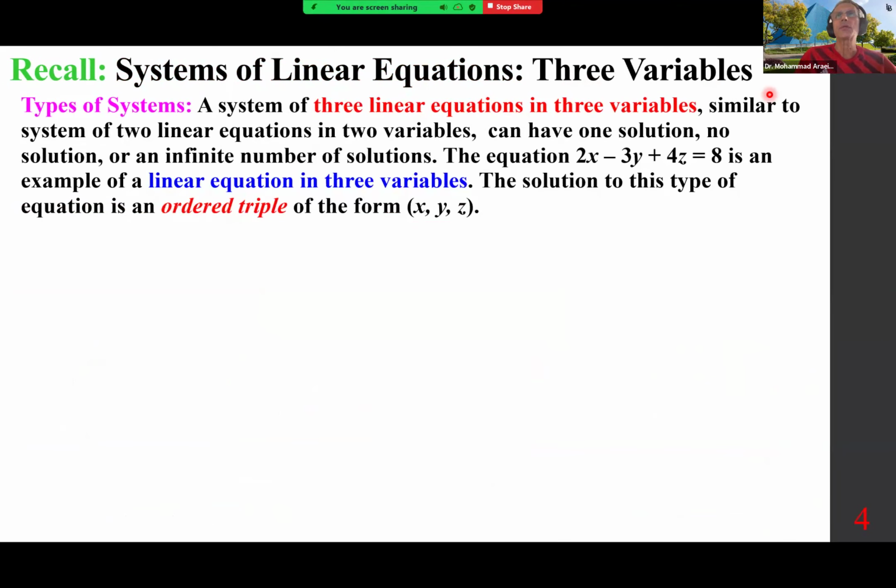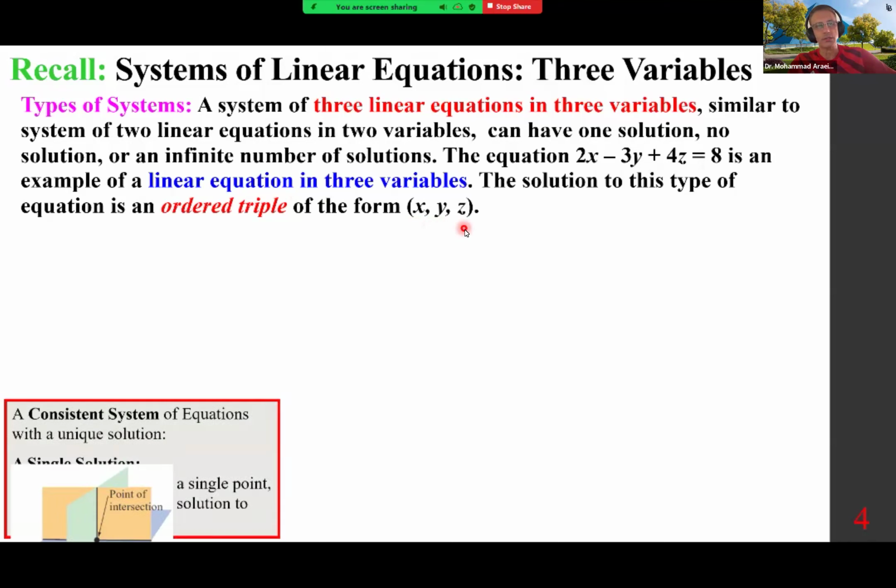Now, what happens with 3 variables? We have a similar situation. Types of systems: a system of 3 linear equations in 3 variables, similar to a system of 2 linear equations in 2 variables, can have 1 solution, no solution, or an infinite number of solutions. The equation 2x minus 3y plus 4z equals 8 is an example of a linear equation in 3 variables. The solution to this type of equation is an ordered triple of the form (x, y, z).